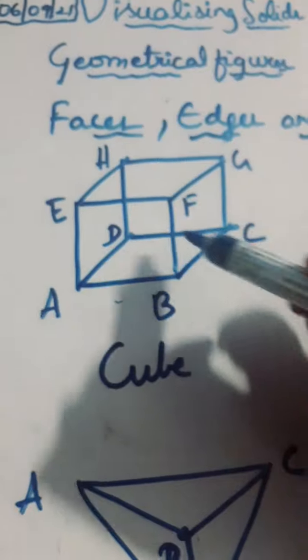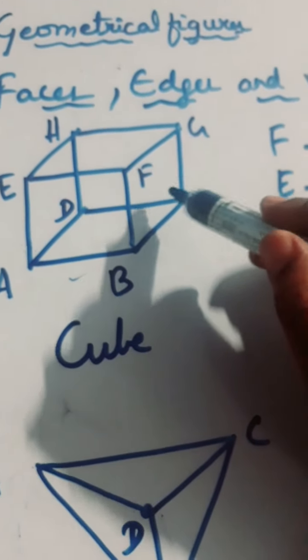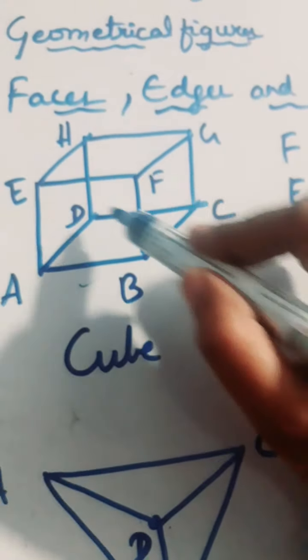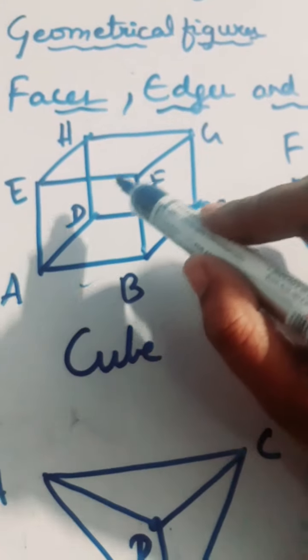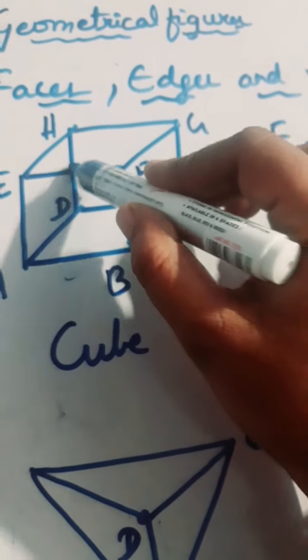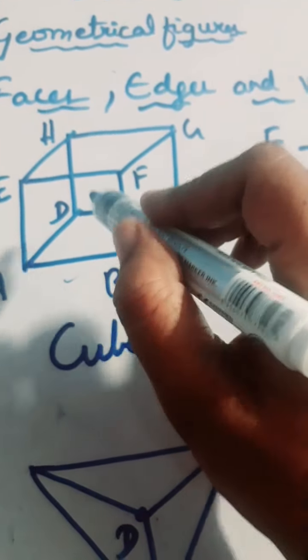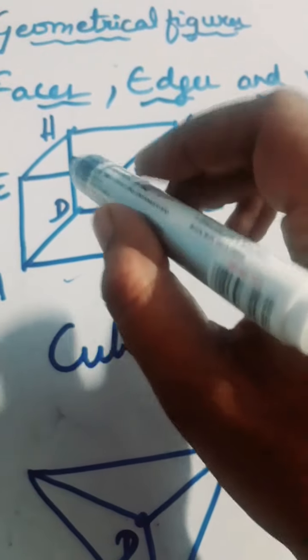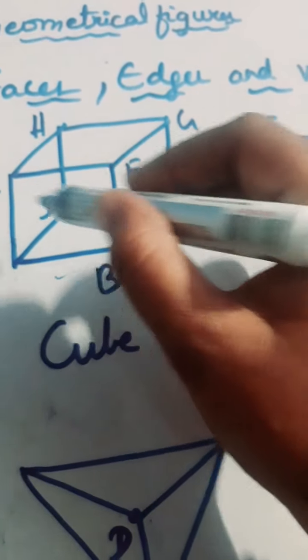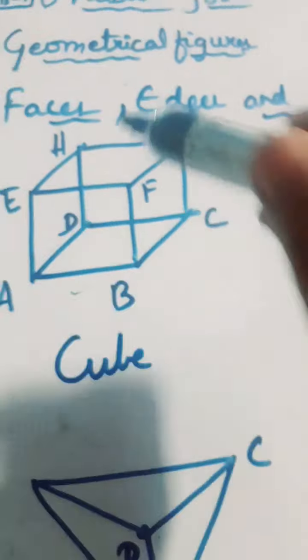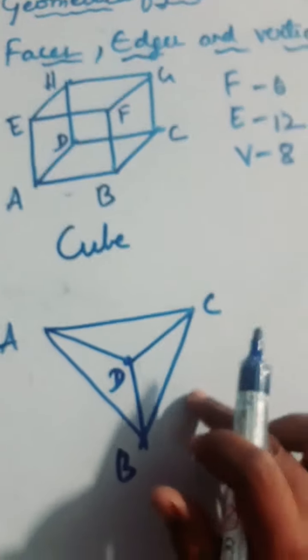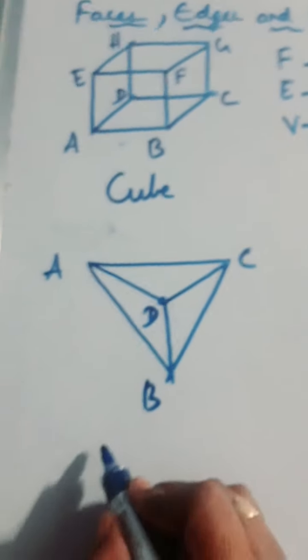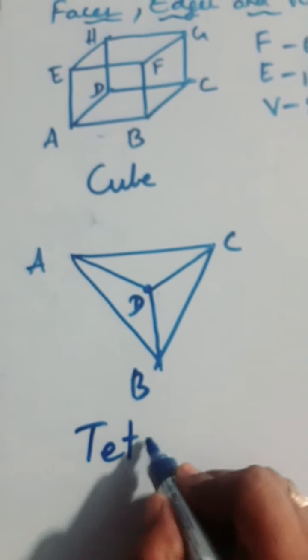Children, also you can see that in a cube, all the faces are squares of equal size, because it is a square. Next, coming to the next 3D figure, it is called a tetrahedron.